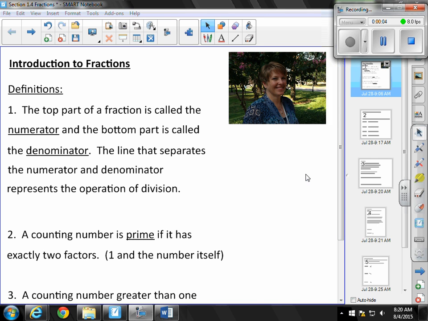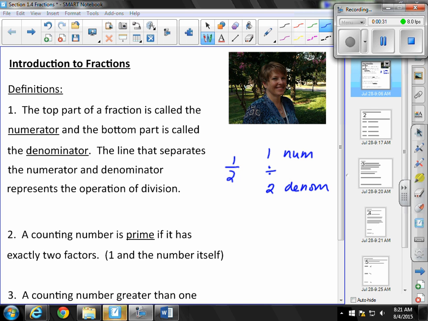In this section, we're going to talk about fractions. The top part of a fraction is called the numerator, and the bottom part is called the denominator. The line that separates numerator and denominator represents the operation of division. So in 1/2, 1 is your numerator. The line here means we're dividing by 2, which is the denominator.